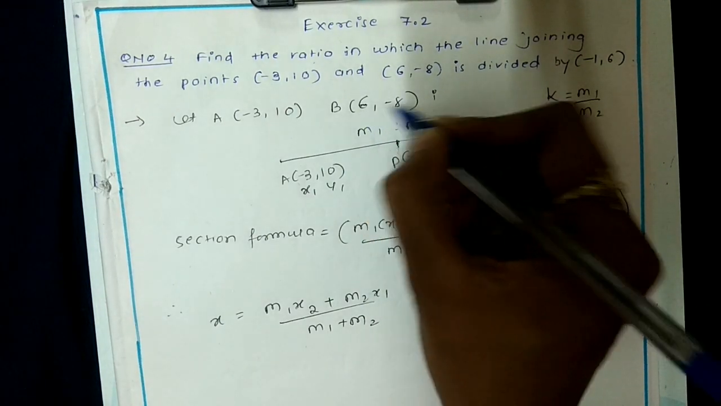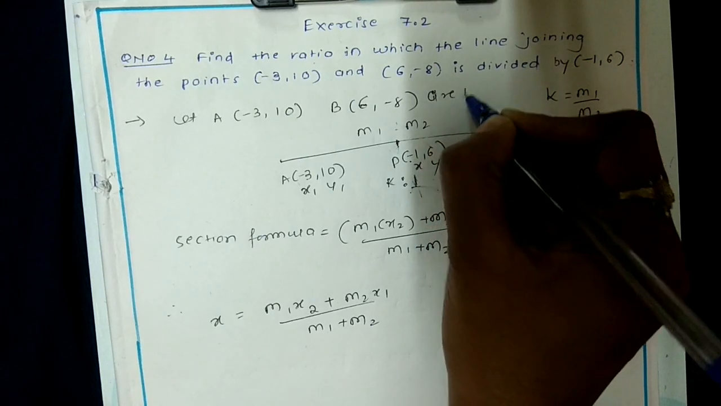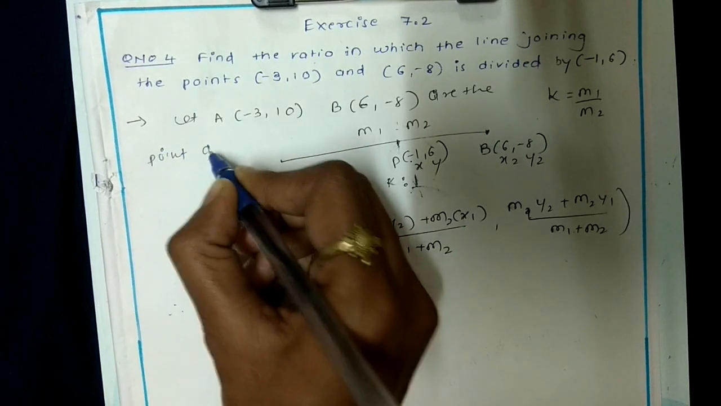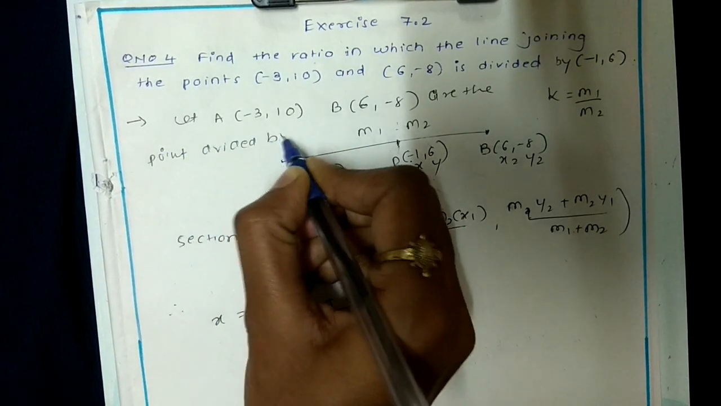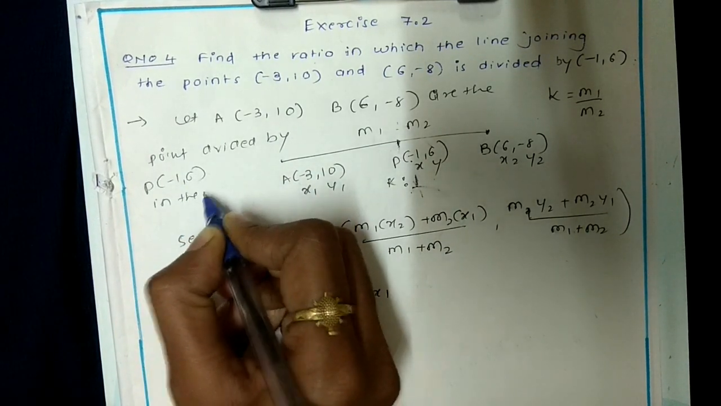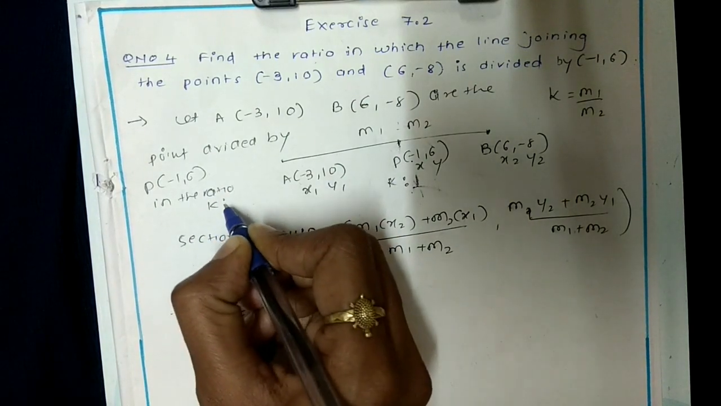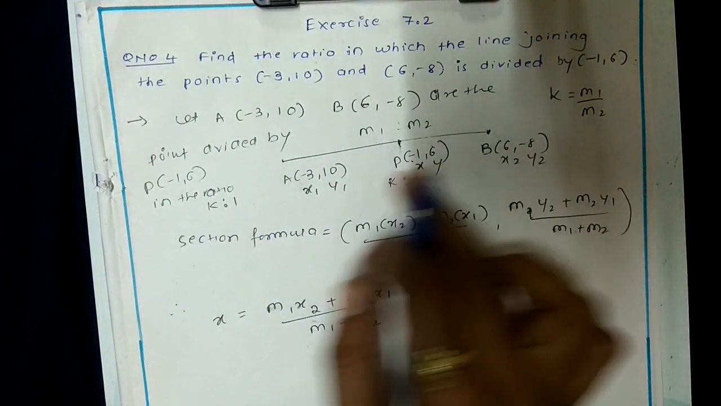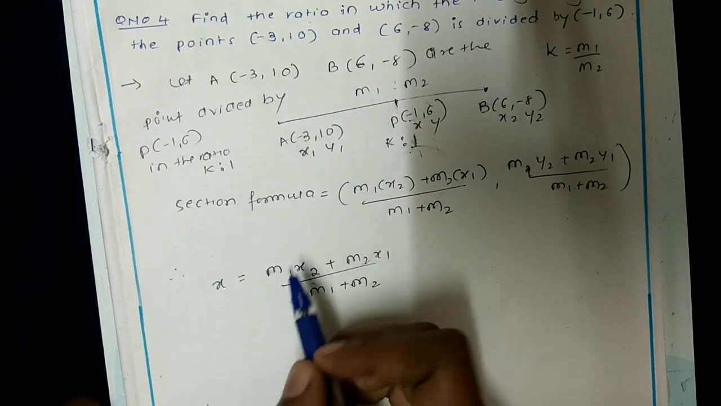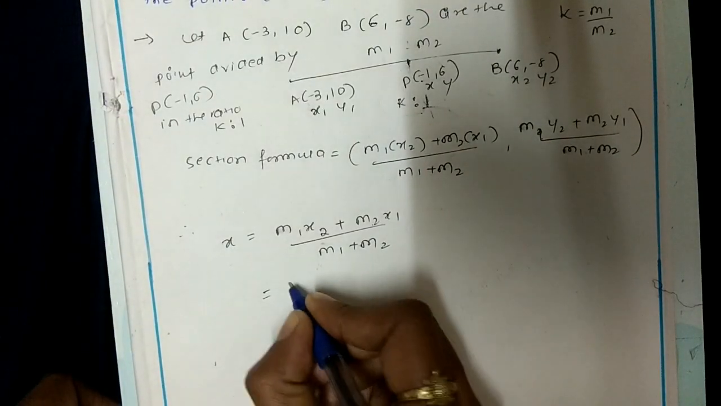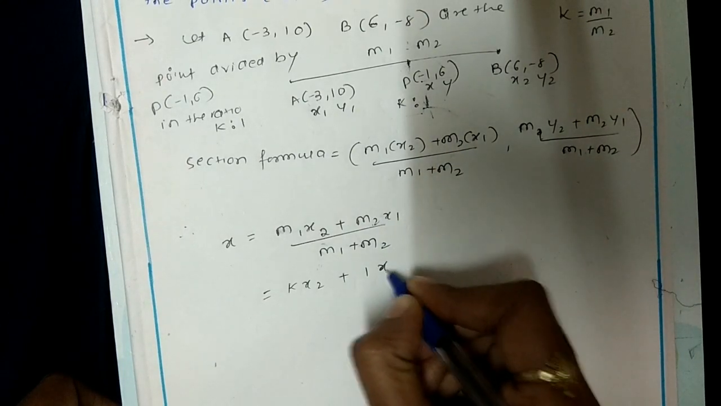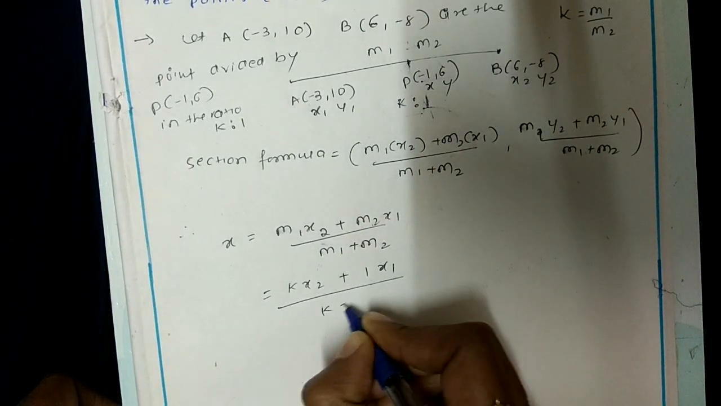So A and B were taken as the points, divided by P. Let us take -1 in the ratio K is to 1. Otherwise you can show the same thing using this figure also. So here you have to replace M1 and M2 by K and 1. So let us replace this: K x2 plus M2 with 1, and here x1, divided by K plus 1.